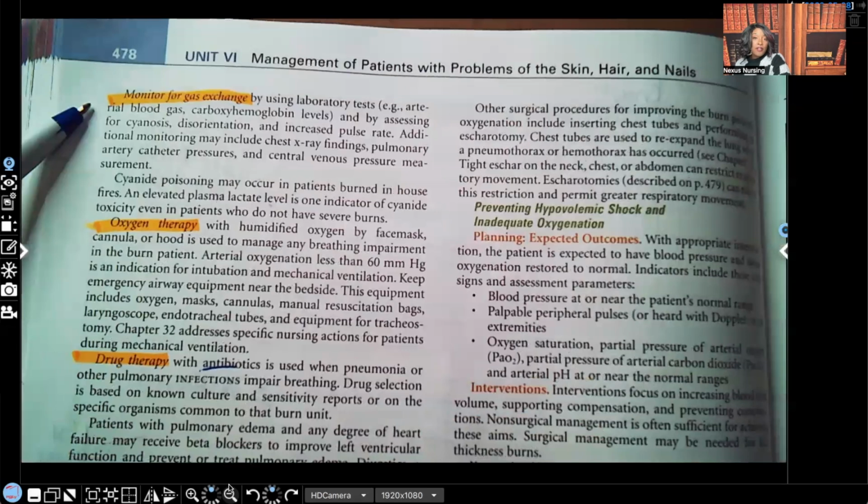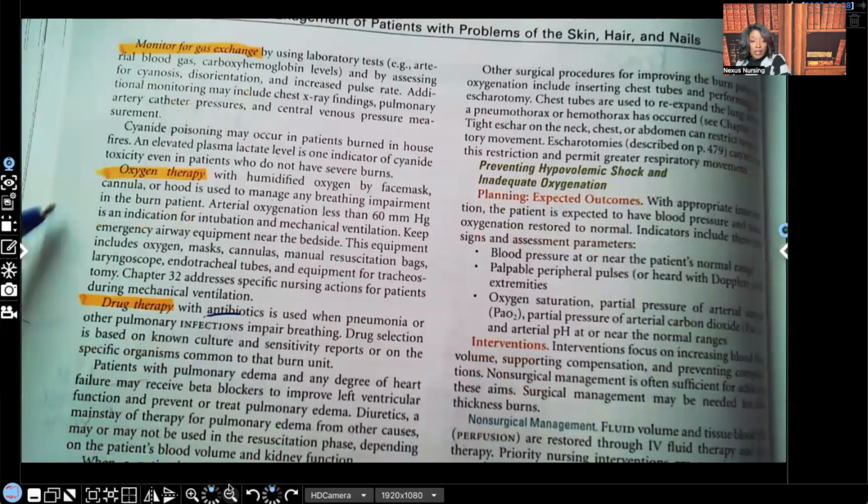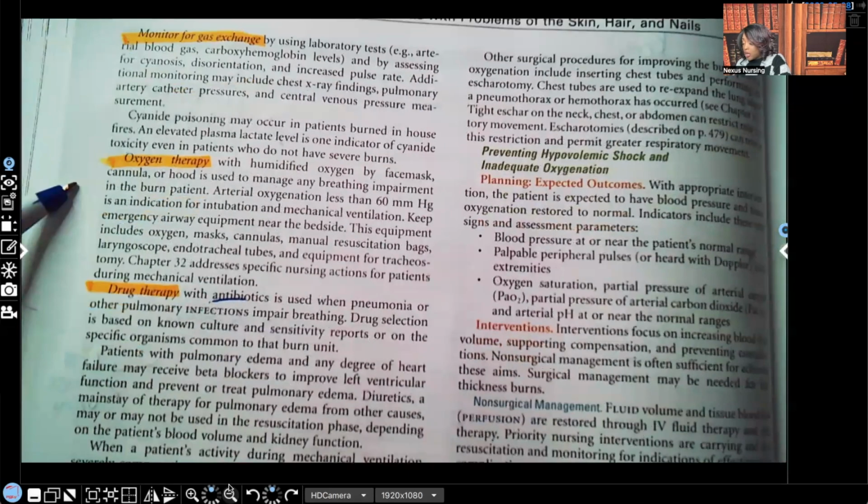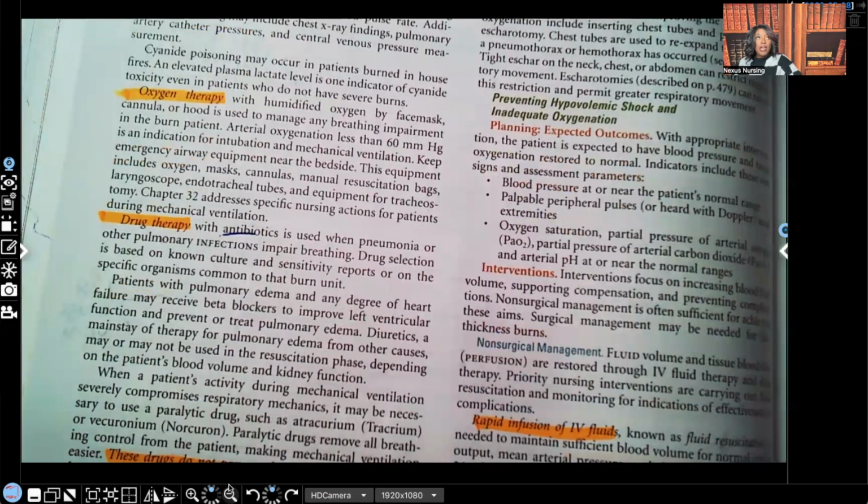You're going to monitor for gas exchange. You're going to be looking at the partial pressure of oxygen, the CO2, and the O2 sat. Oxygen therapy, you know they're going to be on oxygen. Drug therapy. Remember, when it comes to burns, in part 1, I showed this to you.